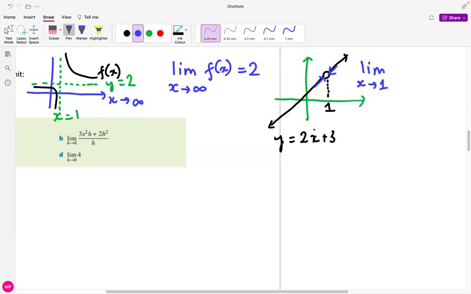Basically, all you do is substitute 1 in. 2 times 1 plus 3, which is 5. You can see this point is (1, 5). So what that means is the limit as x approaches 1 of the original equation, which is 2x plus 3, the y value will approach 5. So to find the value of a limit is basically just substitution. If you just do 2 times 1 plus 3, you get 5.